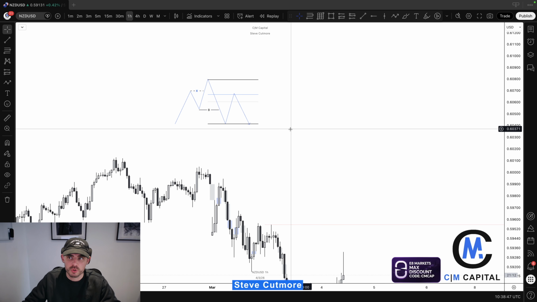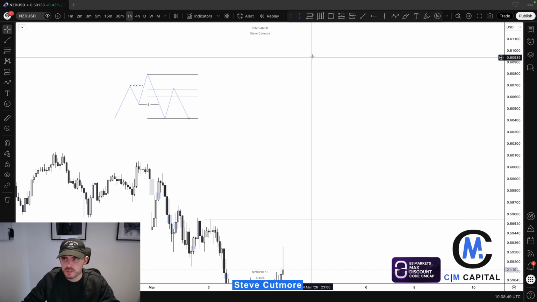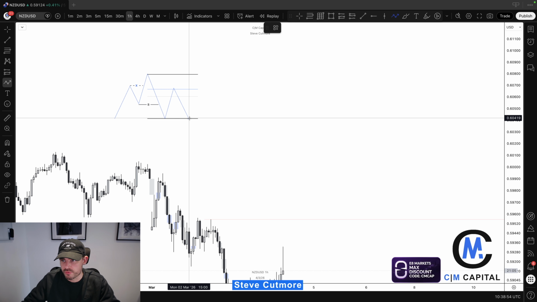So that's entry model 1 anyway. Waffled on a bit there, but that's entry model 1. And then the next entry model is basically just say we're continuing from here. So we break to the downside, and we're literally looking for that.